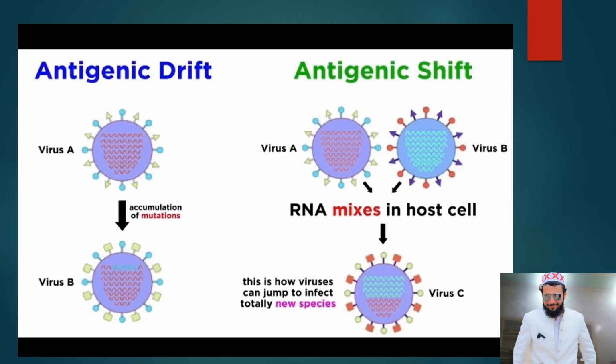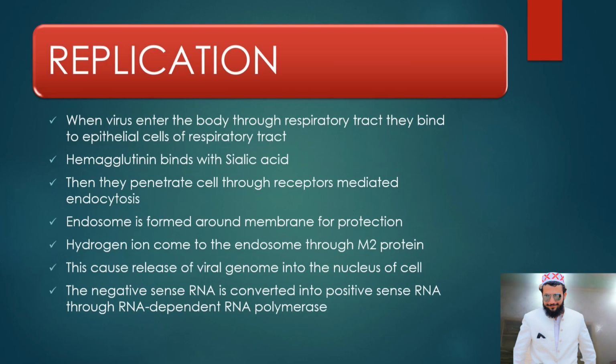And this is the structure which shows antigenic drift and antigenic shift. In antigenic drift there are minor changes, while in antigenic shift there are rapid changes.